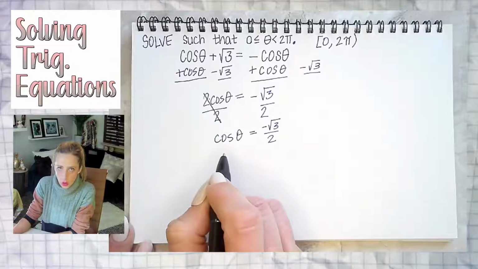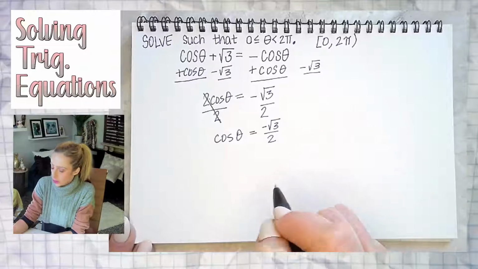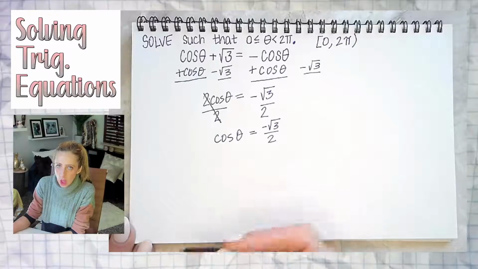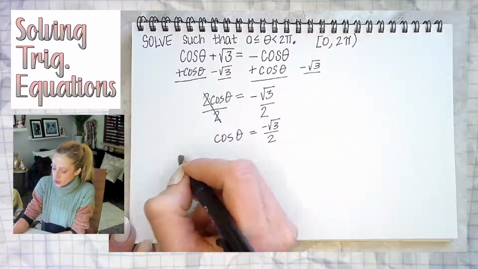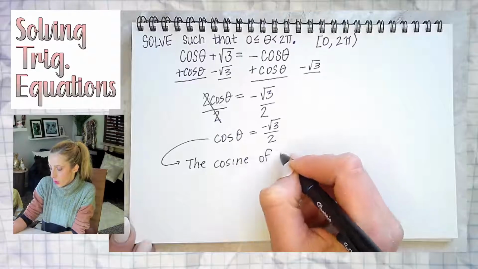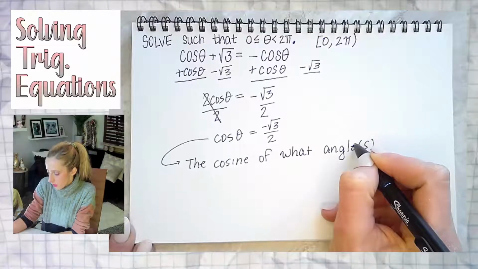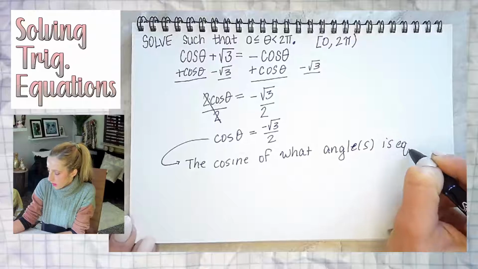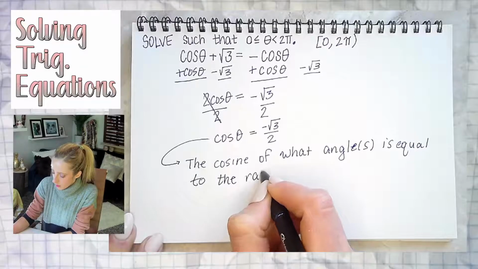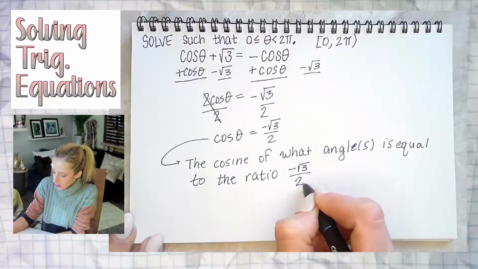Now, there's a number of ways that you can go about finishing up this problem. Some people are pretty visual and know the unit circle by heart, and they're just going to do it that way. But either way, whether you do it this way or we apply trig inverse, you still read it off asking yourself a question. The question you ask yourself is, the cosine of what angle or angles is equal to the ratio? Remember, trig is ratios. The ratio of negative square root 3 over 2.